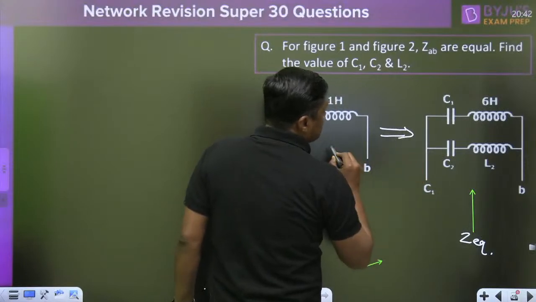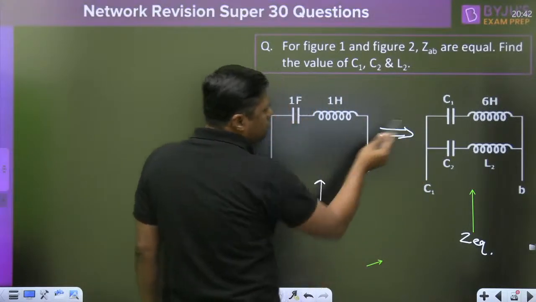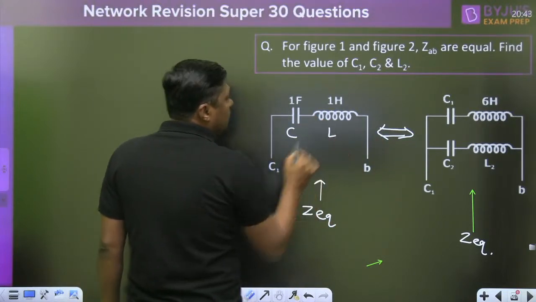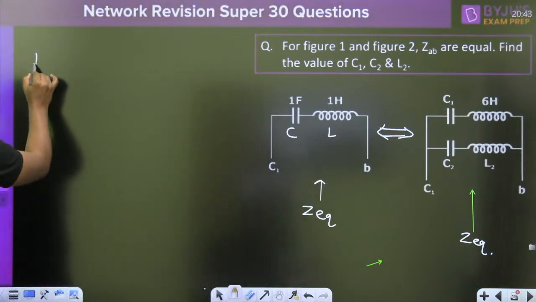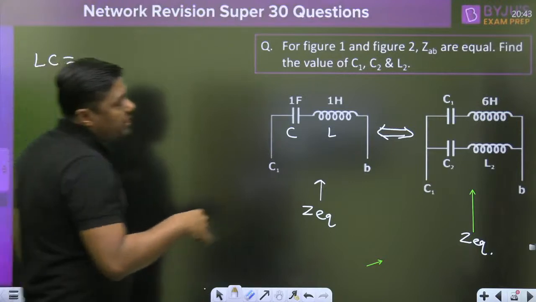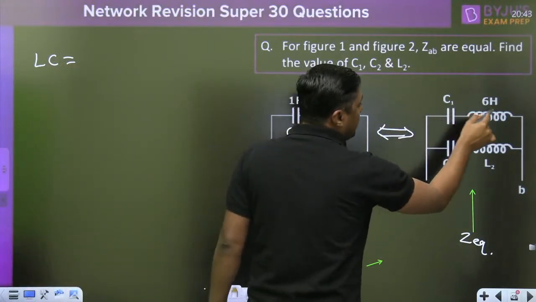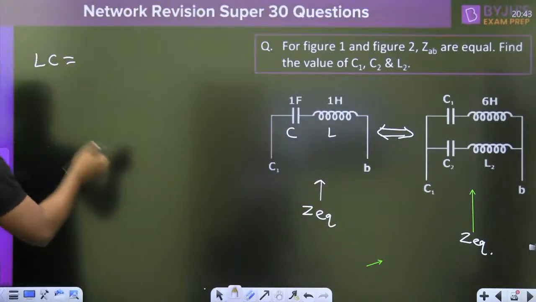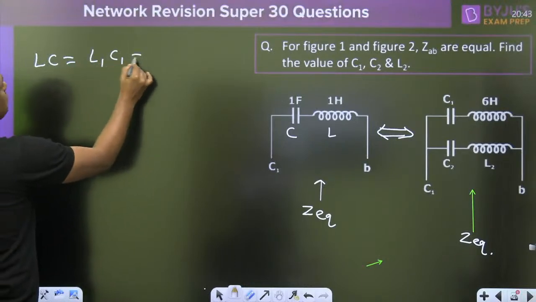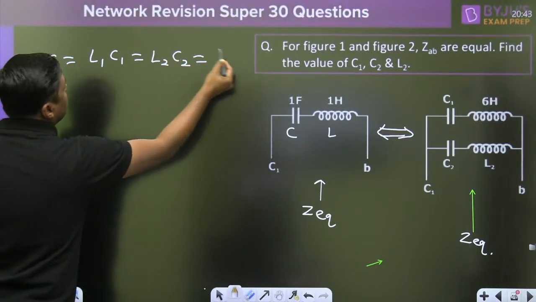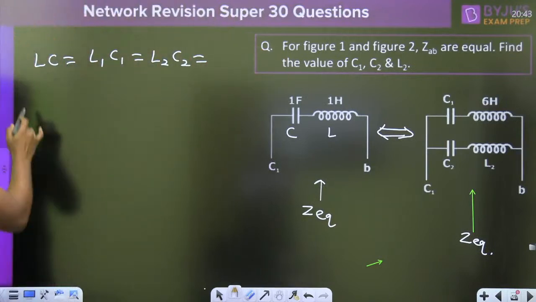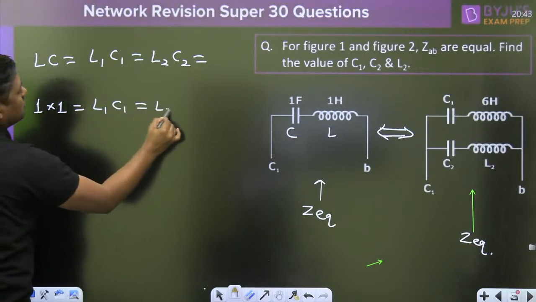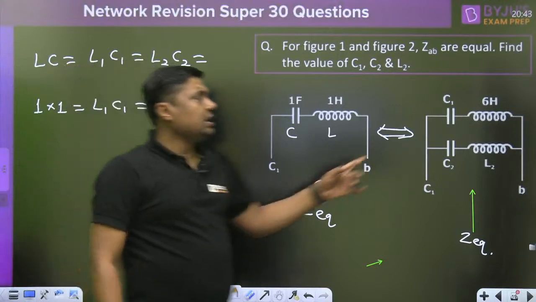So that is a standard diagram. That is the standard practice for converting this diagram into this diagram, or from this diagram to this diagram. If this is the C and this is the L, then take the product of LC. If I have a combination of two, this is C1 L1, C2 L2, or we can connect C3 L3, C4 L4. But if two are connected, then L1C1 is equal to L2C2 is equal to L3C3 and so on. What is the L and C? 1 into 1. So that is nothing but L1C1, L2C2.